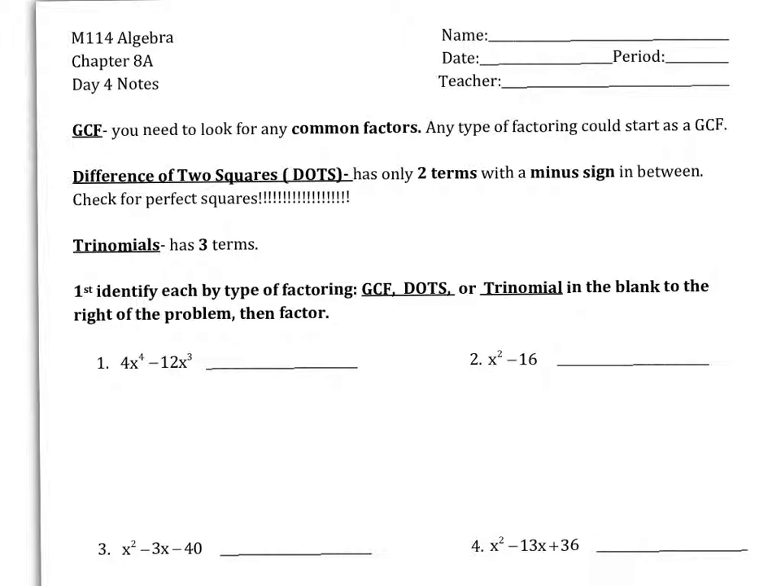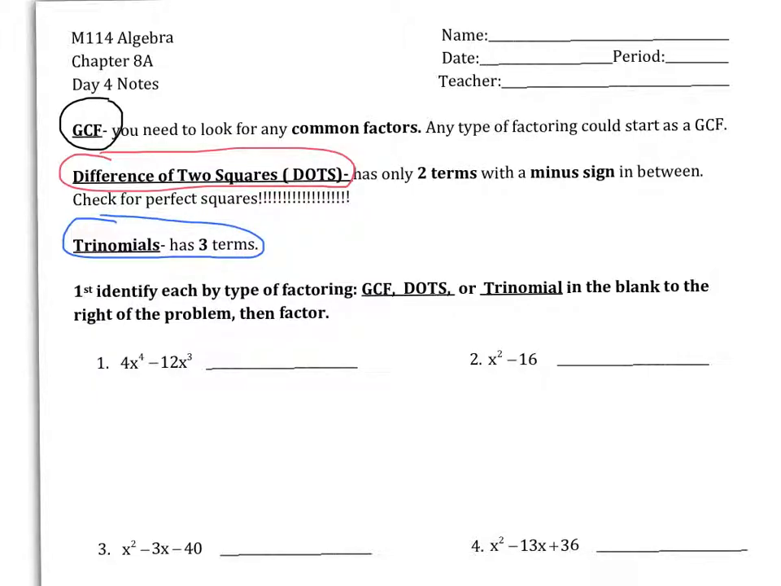So there are 3 types of factoring that we've been doing. We've got GCF factoring, so you need to look at any common factors, and any factoring problem could start as a GCF. You should always look for a GCF first. Then we've got difference of two squares problems, and those will only have 2 terms with a minus sign in between. And then you should just recognize your perfect square. And then the stuff we did on Friday was the trinomials, which will only have 3 terms.